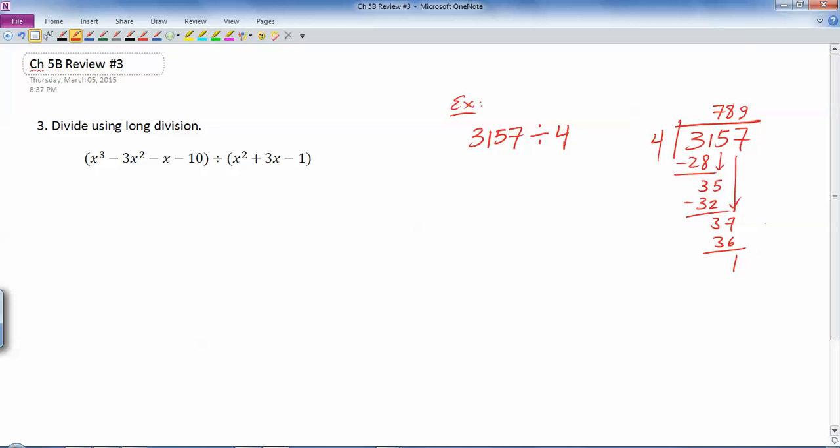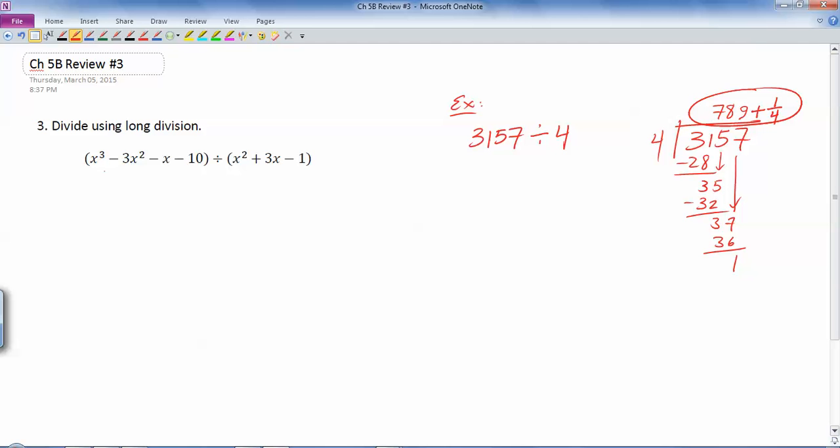And there are 2 things you can do with the 1. Sometimes people say remainder 1. But really, what's left over is 1/4. Right? So you could say it's 789 and 1/4. 789 and 1/4 is exactly the same thing as 789 plus the 1/4 that's left over. So that's your answer there. That's the way that we're going to do long division with the polynomials.